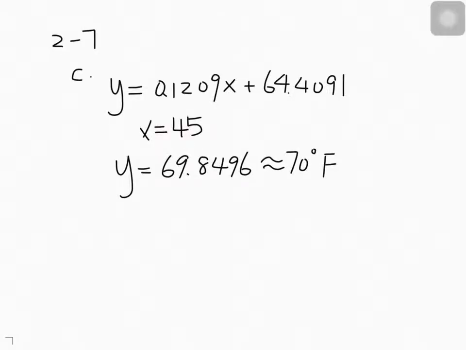(2-7C) Use your equation to predict the apparent room temperature at a relative humidity of 45%. So I'm going to plug in x equals 45 into the equation that you calculated using your TI calculator. y equals 0.1209 times 45 plus 64.4091. You will get y equals 69.8496, which is approximately close to 70 degrees Fahrenheit.